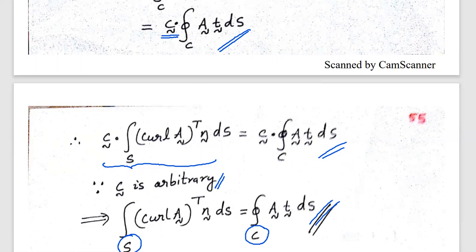Okay, guys. So this completes the proof of the Stokes theorem for a tensor field, using Stokes theorem for a vector. Okay, let us stop now. This completes tensor analysis.